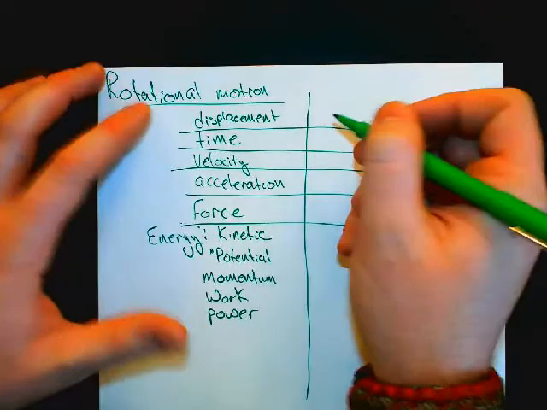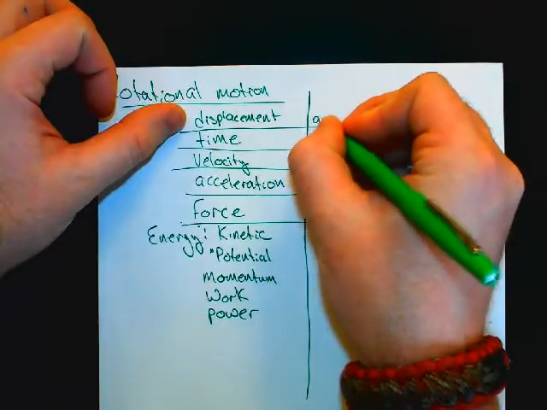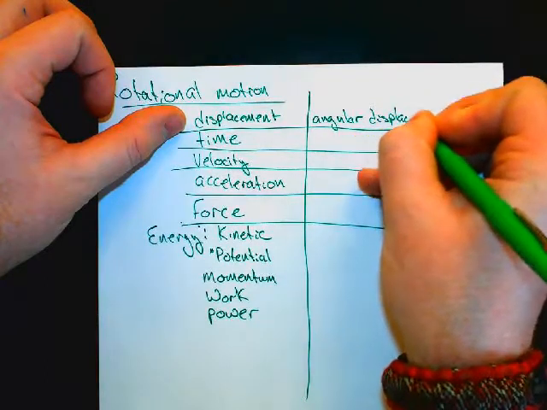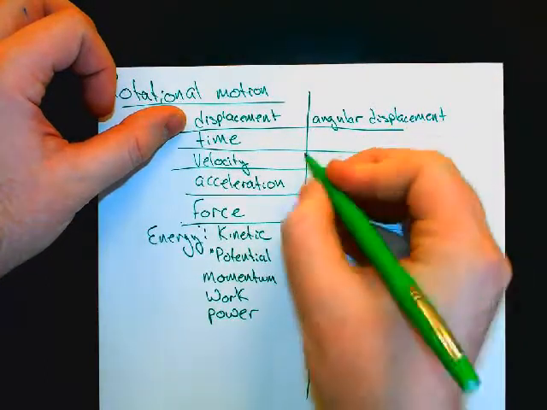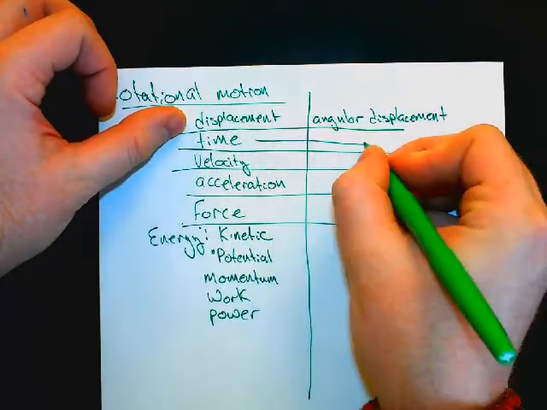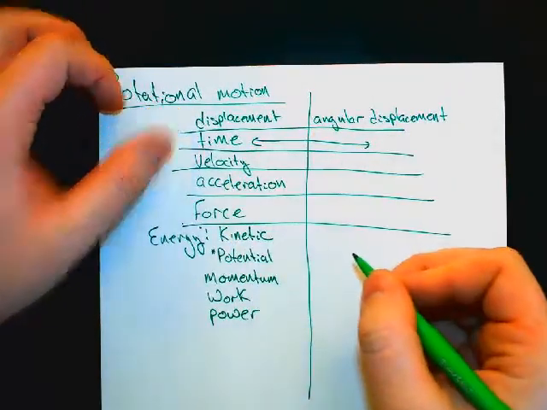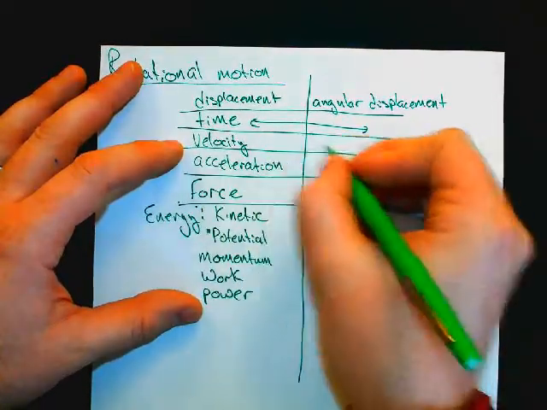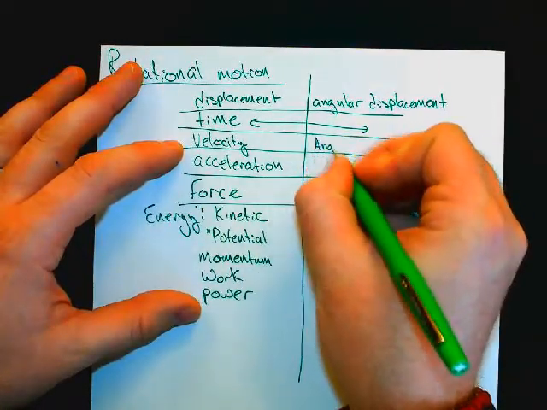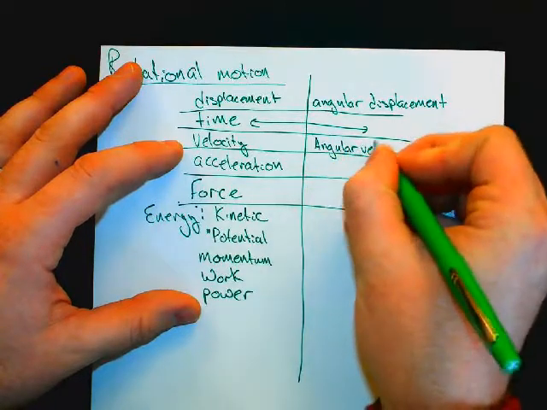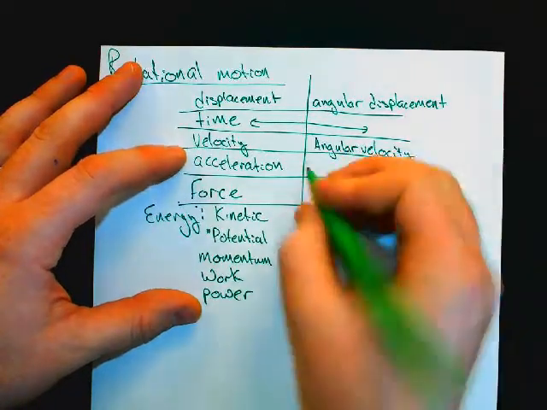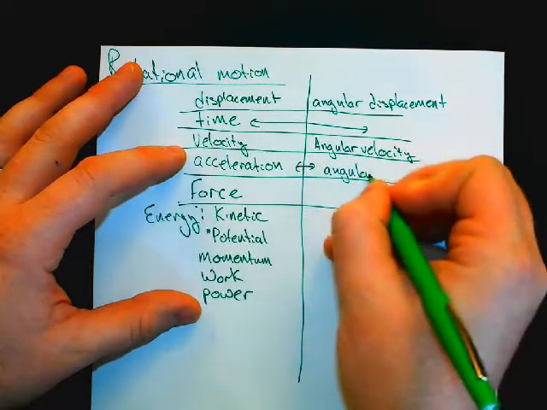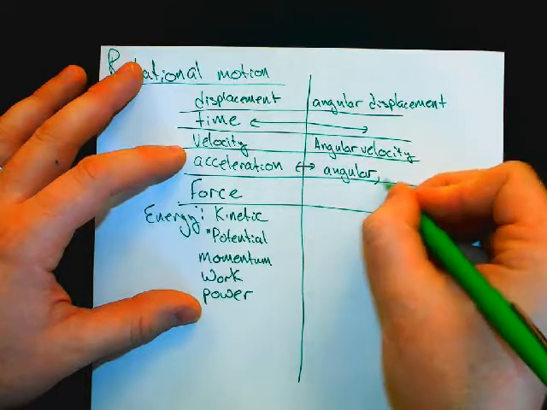The first thing we're going to end up talking about is angular displacement. The second thing, well, time is just kind of time. Time doesn't spin. It can bend, but it can't spin. All right, next one, velocity. We're going to talk angular velocity. Acceleration, we're going to talk angular acceleration and centripetal acceleration.